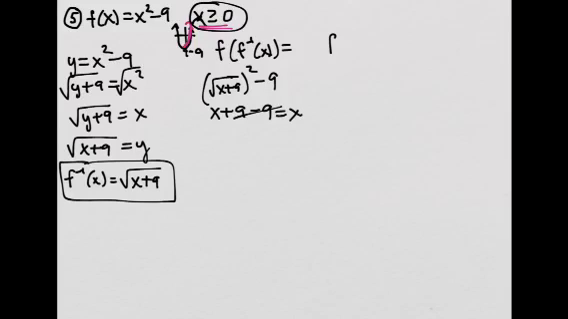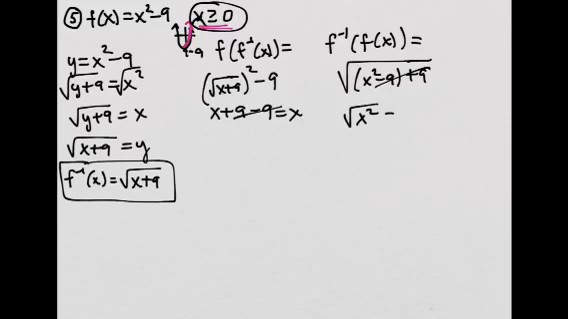Then I'm going to do the other direction, f inverse of f of x. And so I start off with the inverse function, so that's going to be this one. In place of the x, I'm going to put x squared minus 9, and plus 9. And so inside the radical, the 9 minus 9 is cancelled. So then I'm left with the square root of x squared, which is x. Both compositions give you x, so this is correct.